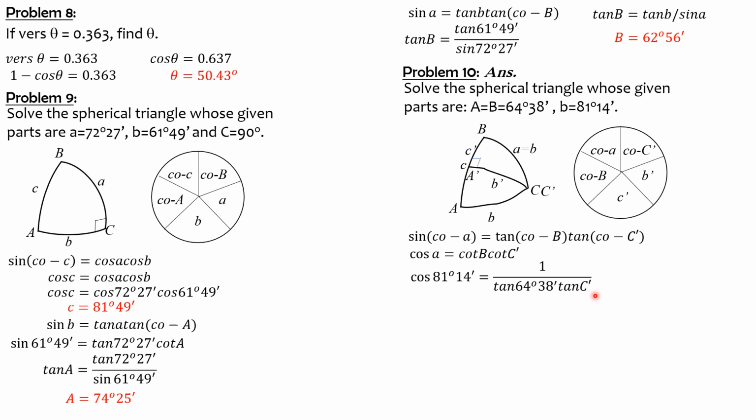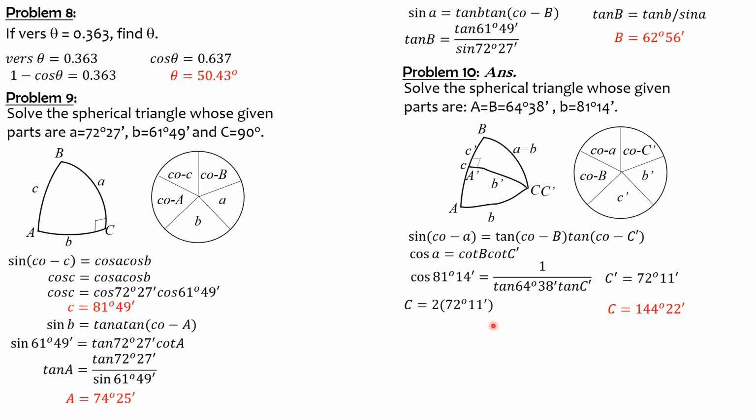So therefore, tangent of C prime is 1 over cosine 81 degrees 14 minutes times 1 over quantity cosine of 81 degrees 14 minutes tangent of 64 degrees 38 minutes. So using your calculator, C prime can now be solved and it is equal to 72 degrees 11 minutes. Since, as expected, C is 2 times C prime, angle C is 2 times quantity 72 degrees 11 minutes. So that would be 144 degrees 22 minutes.